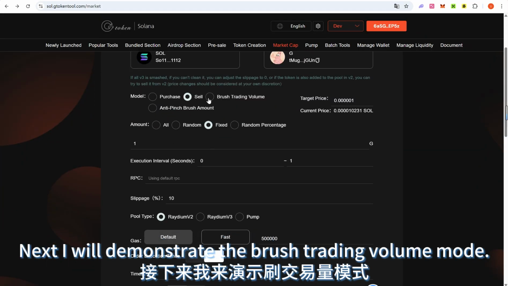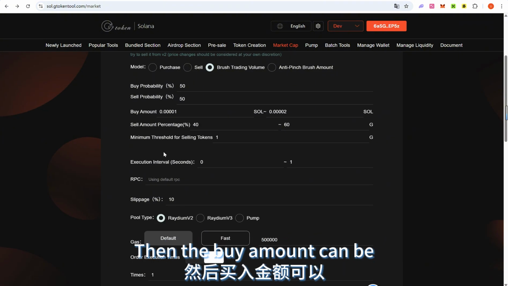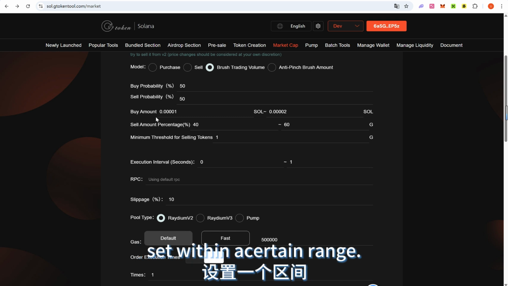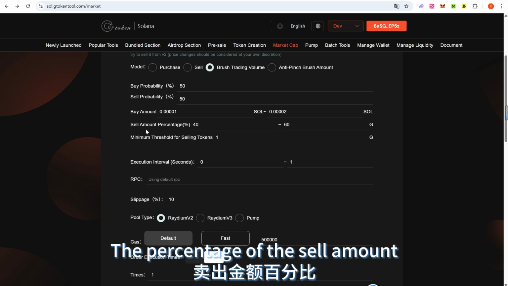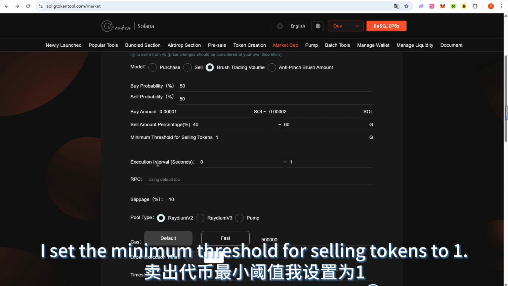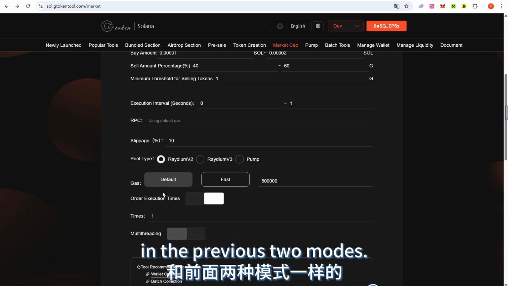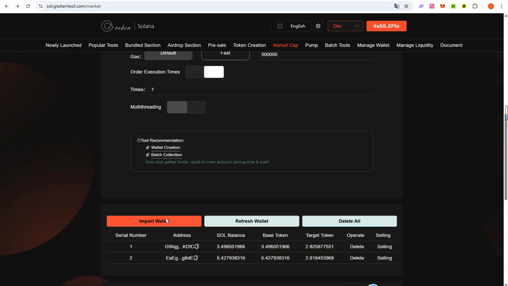Next I will demonstrate the brush trading volume mode. First we set the buying probability and selling probability. Then the buy amount can be set within a certain range. The percentage of the sold amount can also be set within a certain range. I set the minimum threshold for selling tokens to 1. The following settings are the same as in the previous 2 modes.